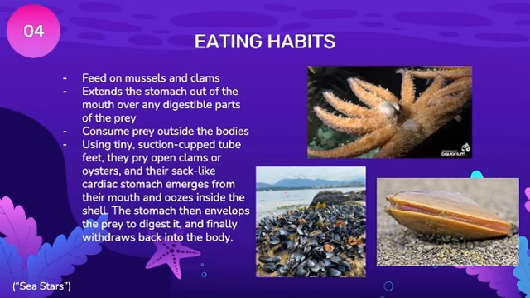Sea stars use their tiny suction cup tube feet to pry open these clams or oysters. Once they are opened, the creature then uses their sac-like cardiac stomach to emerge from their mouth and ooze inside the shell. The stomach then envelops the prey to digest it, and finally will withdraw back into their body. I've seen videos and I've witnessed it myself in the aquaculture lab. It's a pretty interesting, pretty amazing thing to watch.